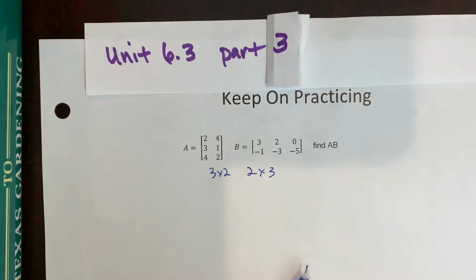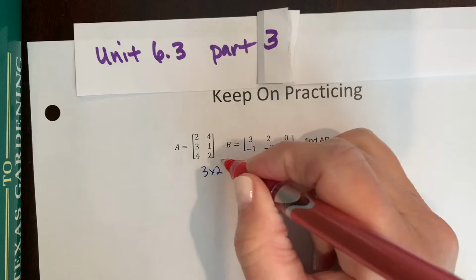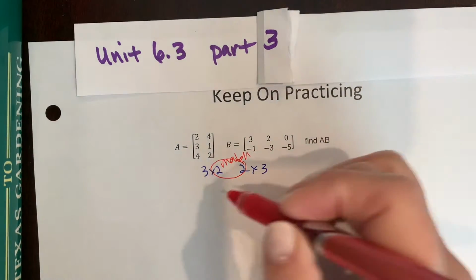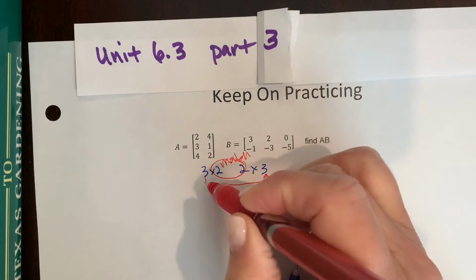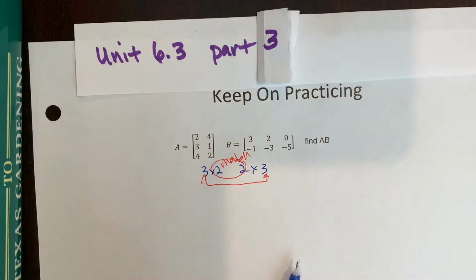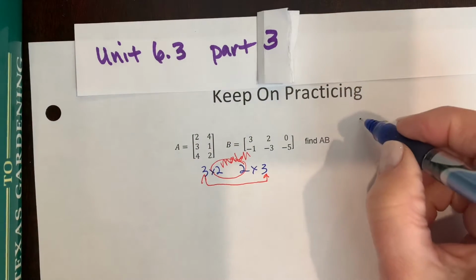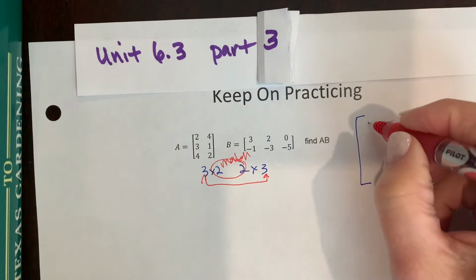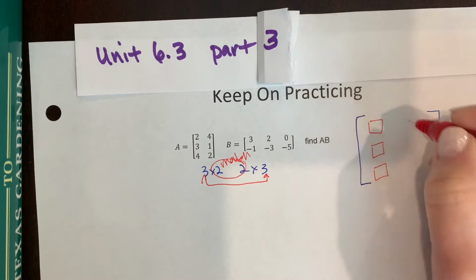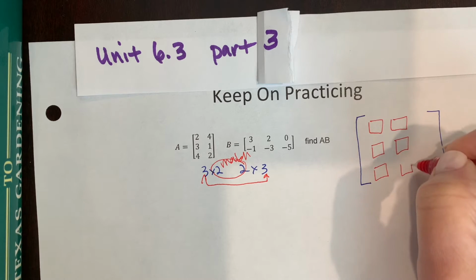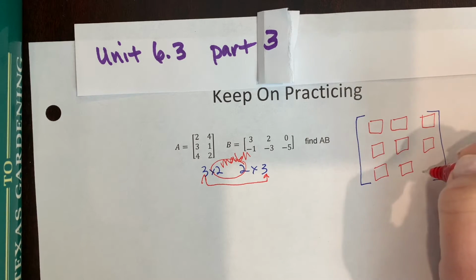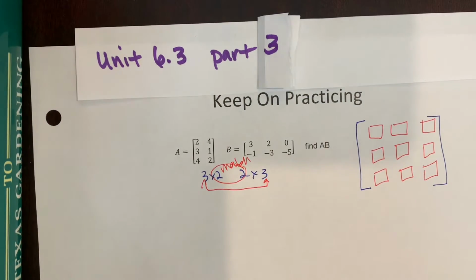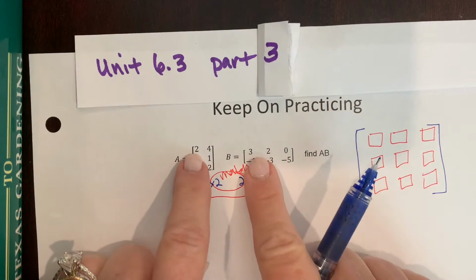Okay, so these inside numbers match. So that means I do have to do the work. And these outside numbers tell me what size my answer is going to be. So my final answer is going to be a 3 by 3. Okay, sorry, maybe I should have drawn that ahead of time. Okay, so let's see if we can do this in our heads.